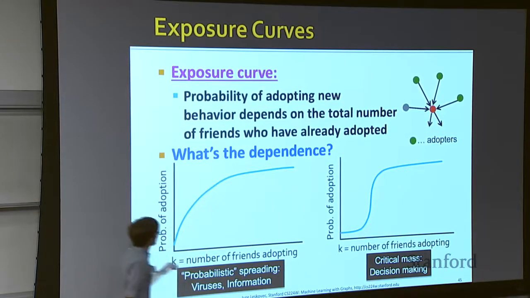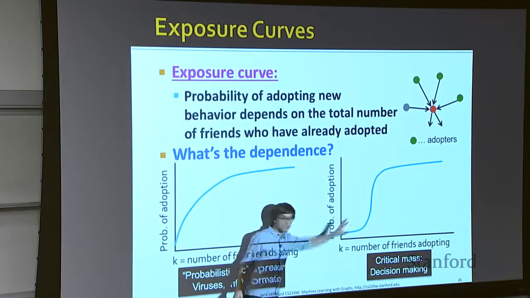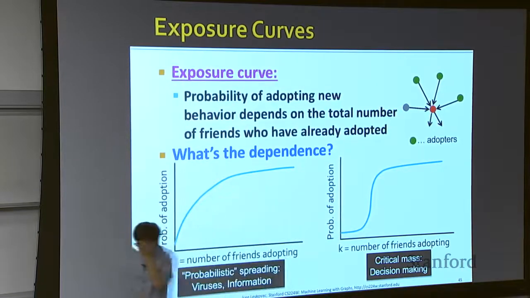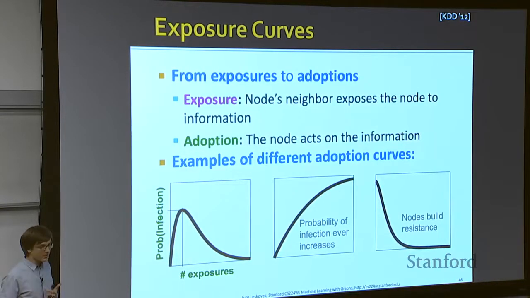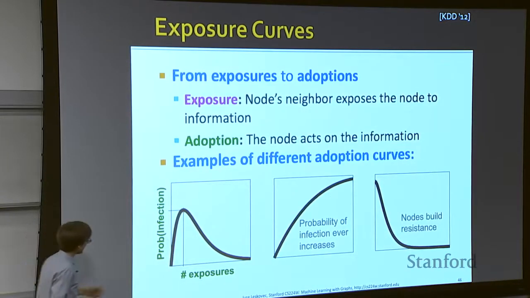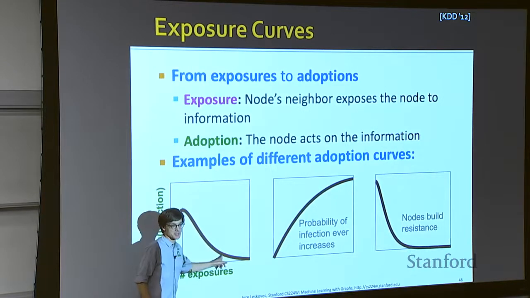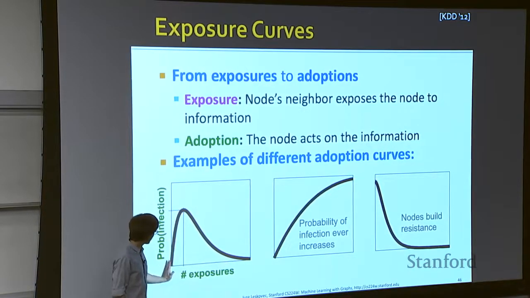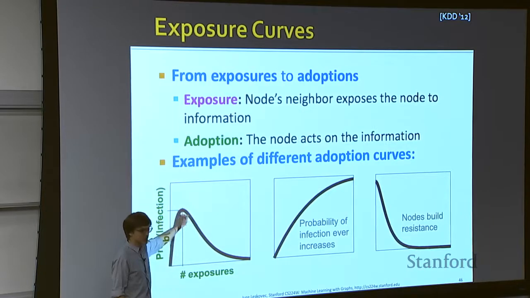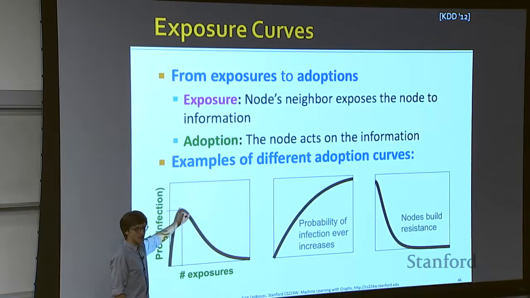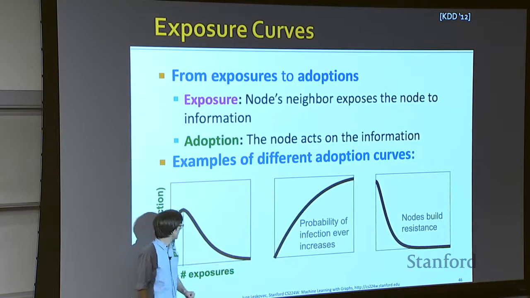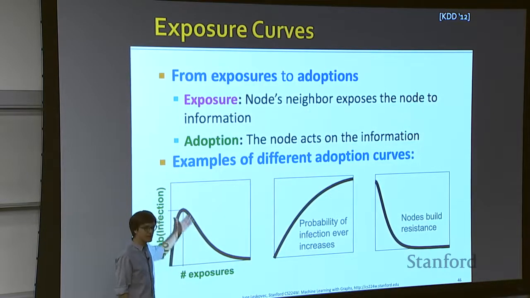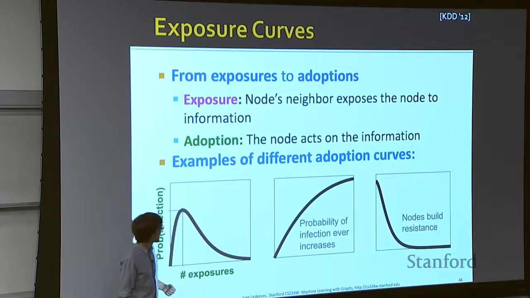Okay, great. So this is decision, this is probabilistic. And then what becomes interesting is that you can make these exposure curves even more interesting. You could have an exposure curve like this. And what this would mean is basically there is some optimal number of exposures when you are most likely to convert. And after that, you just stop paying attention. You could imagine that in advertising, things like this might happen.